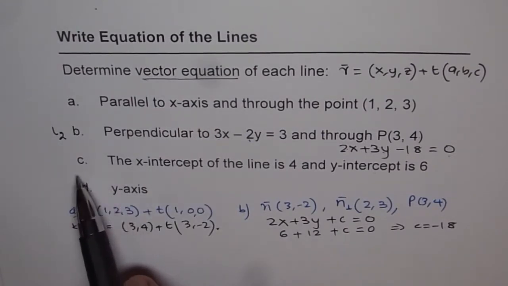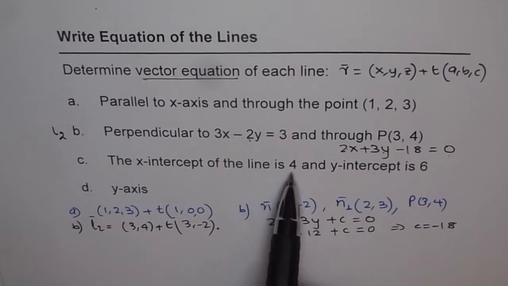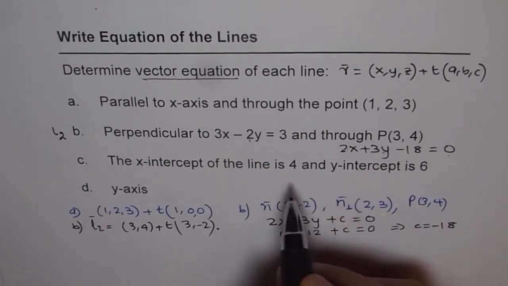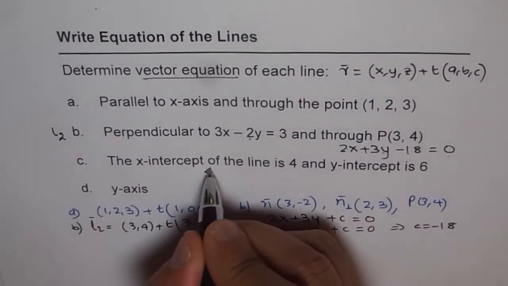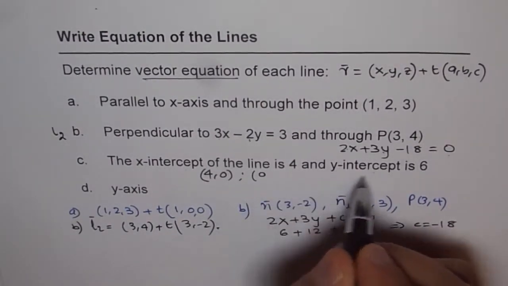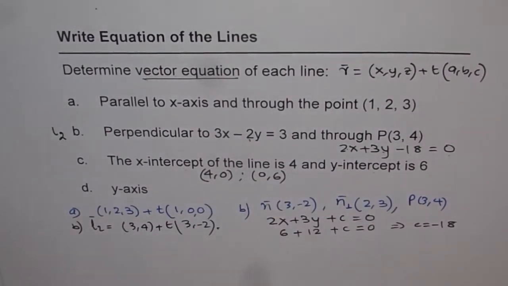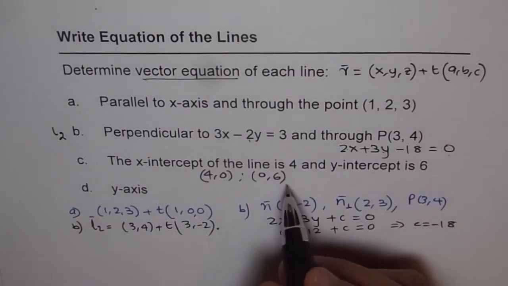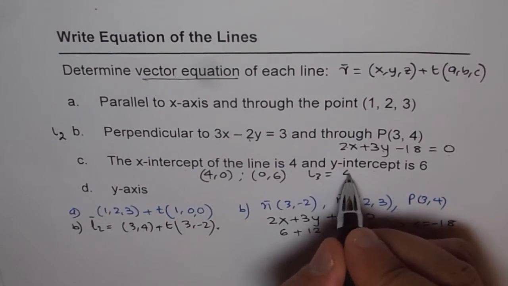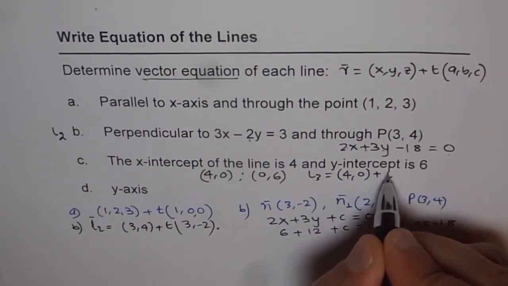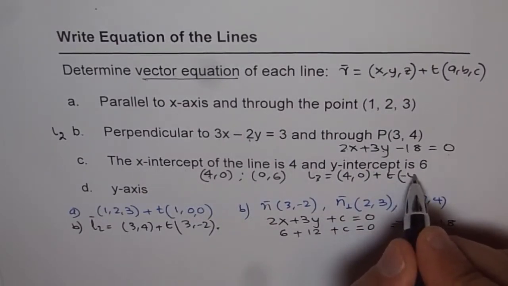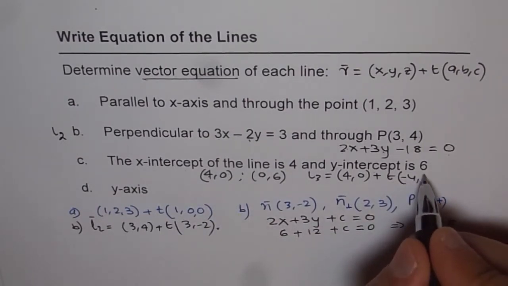Part C: the x-intercept of the line is given to us and the y-intercept is given to us, and we need to find the vector equation. Now x-intercept basically means what? The point is (4, 0), and the y-intercept is a point which is (0, 6). Now you know 2 points, so you can always find the vector equation, and you can write this line L3 as equal to any one of these points, let's say (4, 0), plus t times the direction. So the direction will be 0 minus 4, which is -4, and 6 minus 0, which is 6.